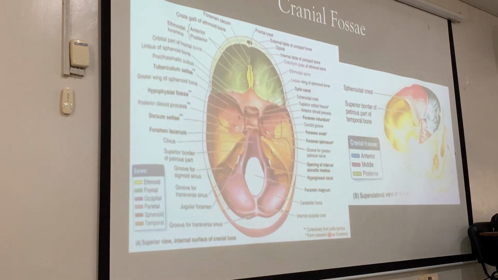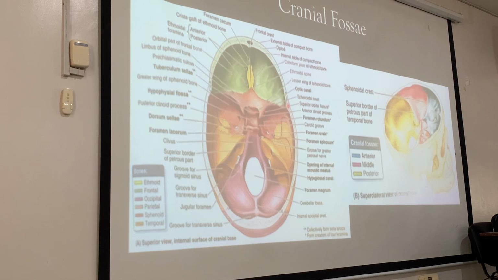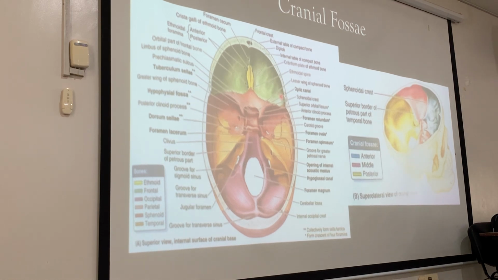Okay, so this is the sella turcica. This one. That's where the pituitary gland is. The sella turcica is like the depression in the middle of the base of the skull. And radiating from the sella turcica, we have these ridges. One ridge here and another ridge here. Okay, so these ridges will divide the cranial base into 3 fossae.